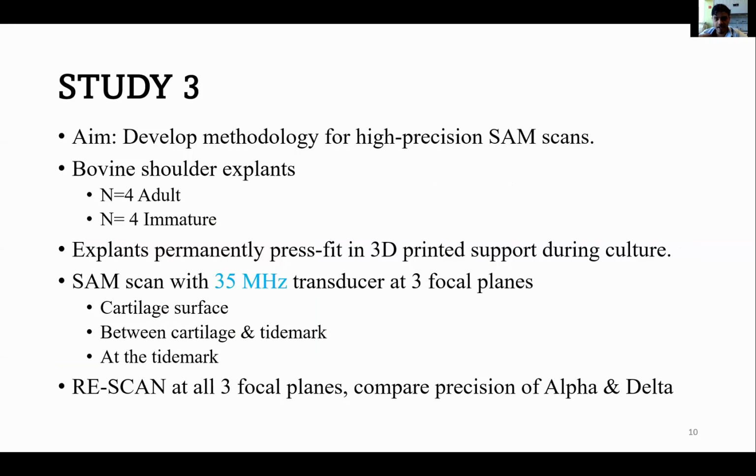So study 3 was aimed at developing a methodology for high precision SAM scans. And we took 4 adult and 4 immature bovine shoulders. We press fitted them into 3D printed supports and scanned them with, this time, a 35 megahertz transducer. All of the explants were scanned at baseline, and we scanned at 3 different focal depths. These 3 different focal depths were the cartilage surface, between the cartilage surface and the tide mark peak, and at the tide mark peak. These different focal depths were set by adjusting the time of flight between the transducer and the region of interest.